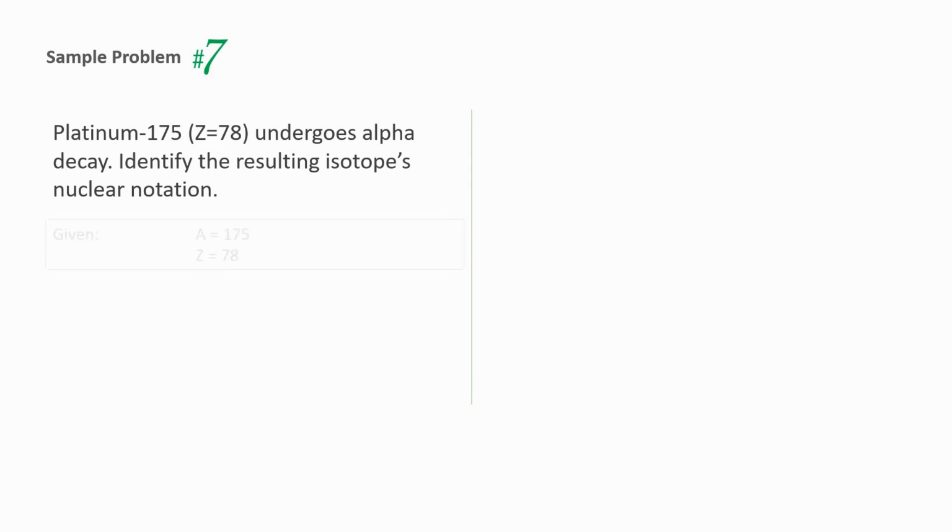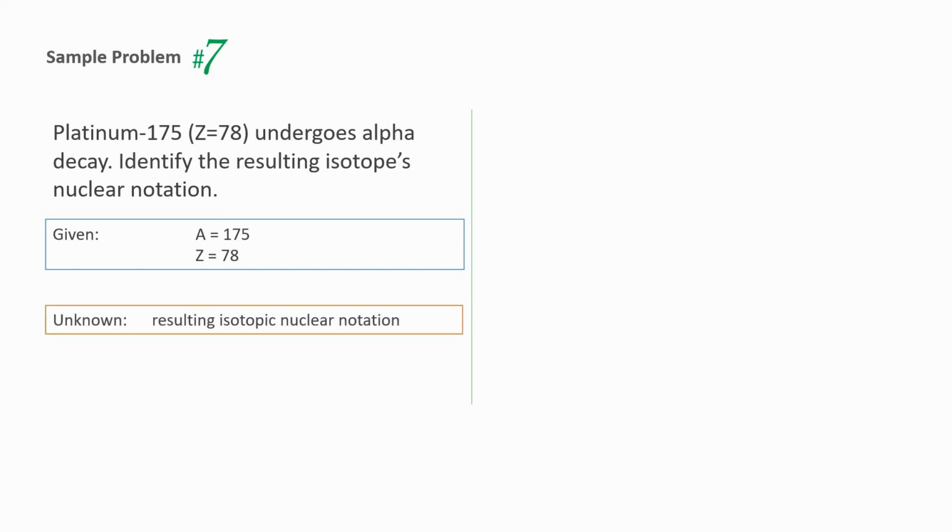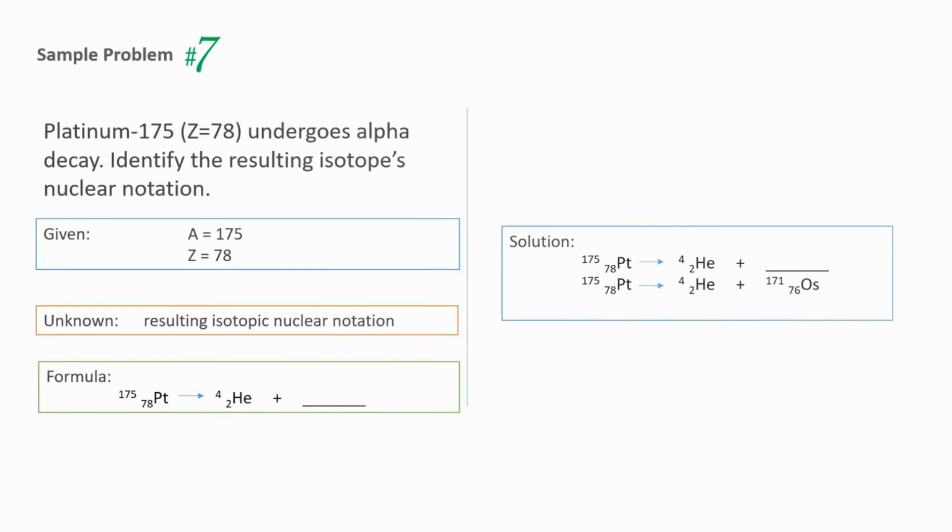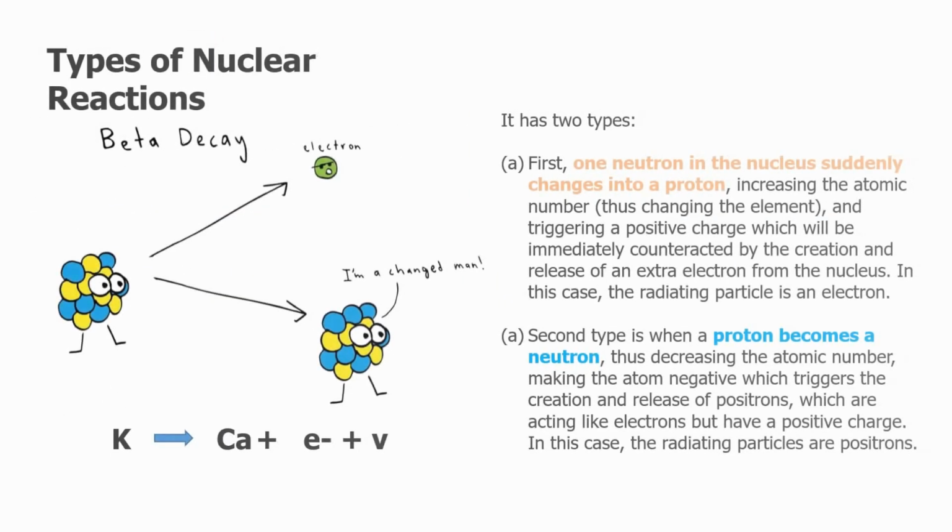Next is platinum. Platinum has an atomic mass of 175 and an atomic number of 78. Now, what is going to be the resulting isotopic nuclear notation? Using the same formula, the answer is going to be osmium 171 and 76. 175 minus 4 is 171, and 78 minus 2 is 76, and 76 is the atomic number for osmium. So from platinum, it became osmium because of alpha decay.